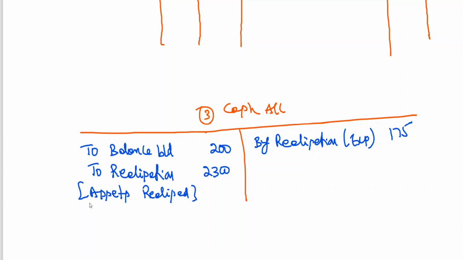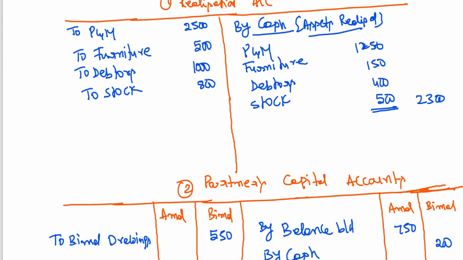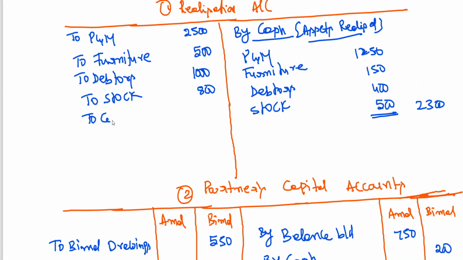So here to Bimal, so Bimal capital. So now this is completed. Then show the necessary ledger account. The entire posting has been completed now. Cash, realization.